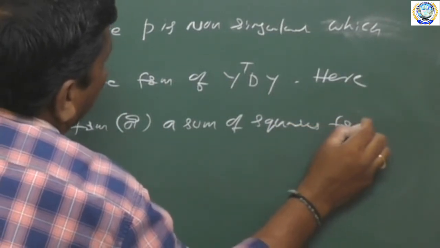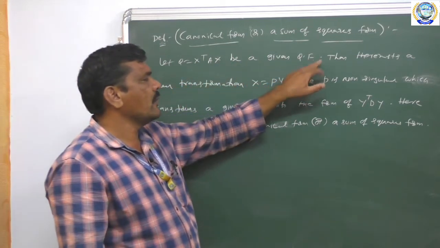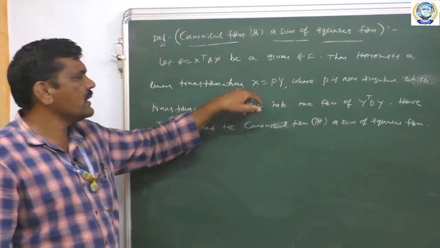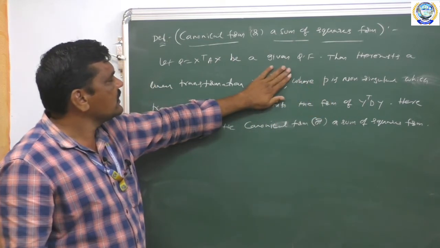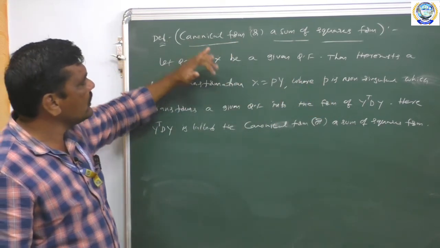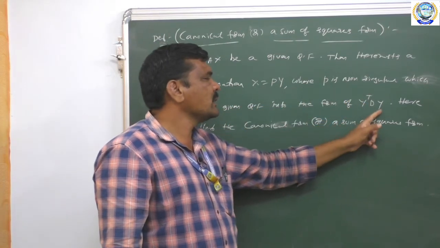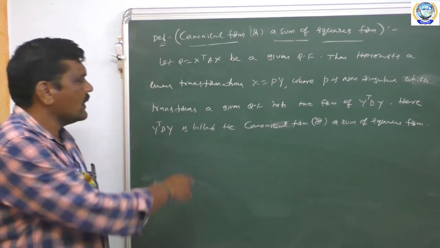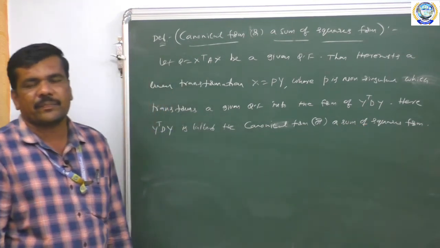Let Q equal to x transpose Ax be a given quadratic form, then there exists a linear transformation x equal to Py, here P is non-singular, which transforms a given quadratic form into another quadratic form of the form y transpose Dy. Here y transpose Dy is called the canonical form or a sum of squares form.